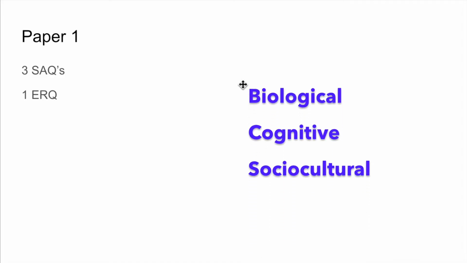I'm going to be talking about Psychology Paper 1. So it consists of 3 SAQs, one from each approach. We know that there is the biological, the cognitive, and the sociocultural approach in IB psychology. So there will be one SAQ for each of the 3 major approaches. And then there will be one ERQ that you'll have to answer.